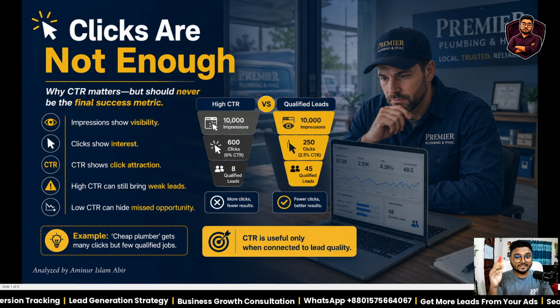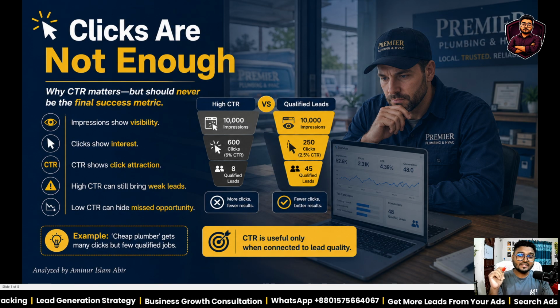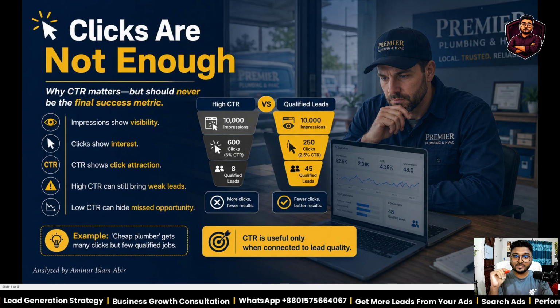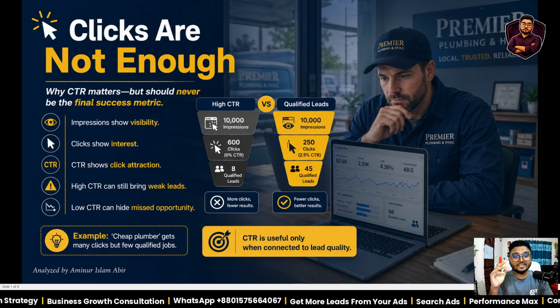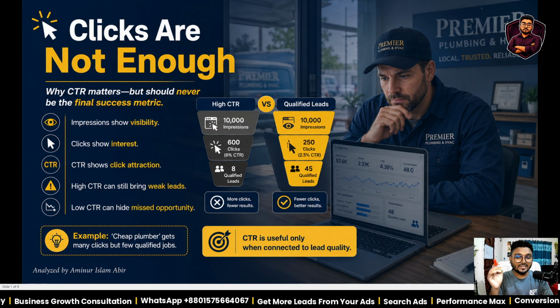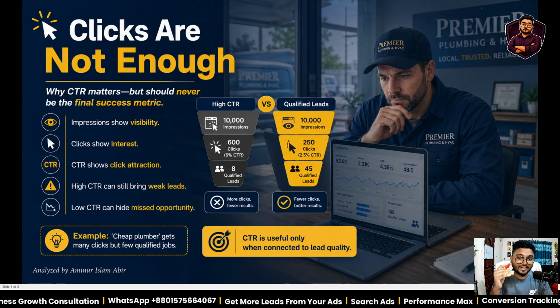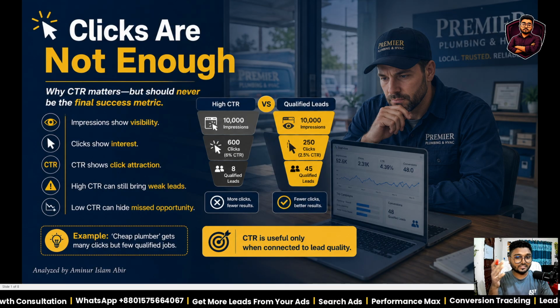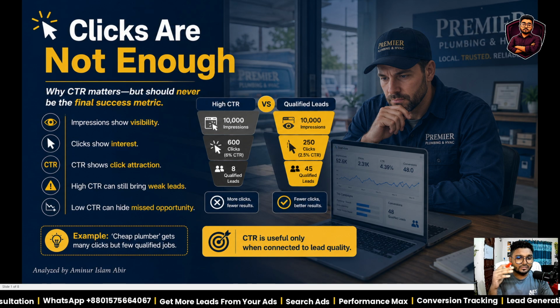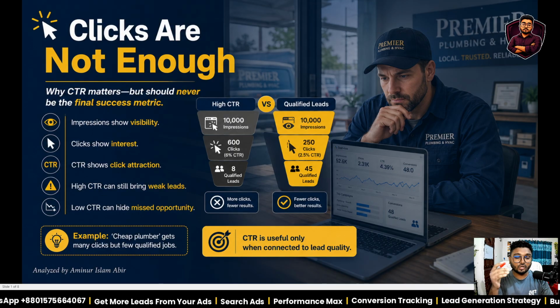Today we are going to discuss one of the most common numbers inside Google Ads, that is click-through rate or CTR. CTR tells us how often people click an ad after seeing it. A high CTR may show the ad feels relevant, useful or attractive. But CTR does not tell us whether those clicks became qualified leads, appointments, customers or revenue.